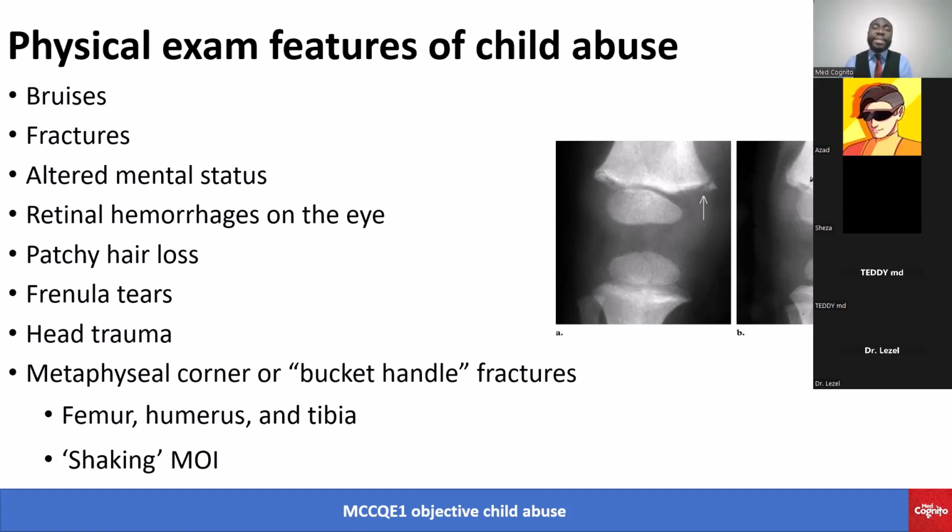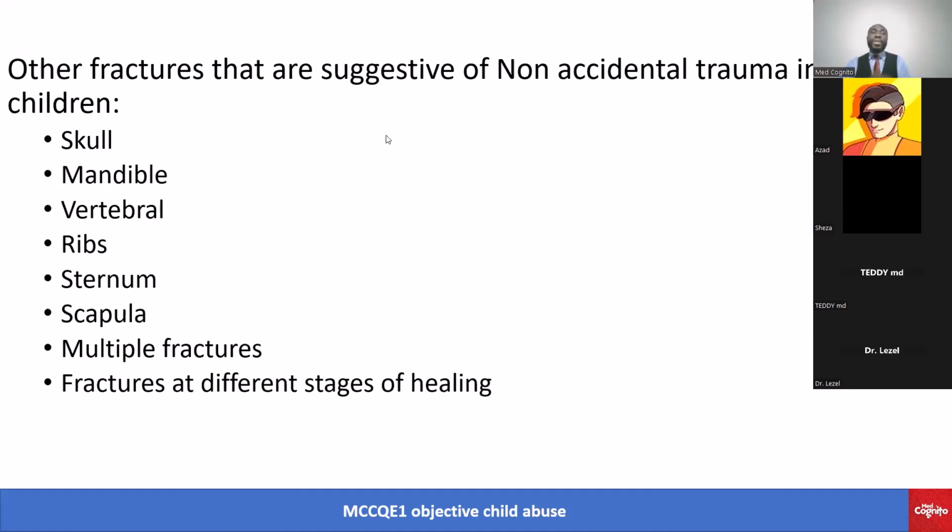So that is not typical of fractures from abuse. These metaphyseal bucket handle fractures usually occur on the femur, the humerus, and the tibia. You're looking at a shaking MOI, mechanism of injury. If the child was shaking, they can even develop shaken baby syndrome, right? Or metaphyseal corner or bucket handle fractures. That's what happens in a child who is shaken very badly. You can also see fractures of the skull, the mandible, the vertebrae, the ribs, and the sternum.